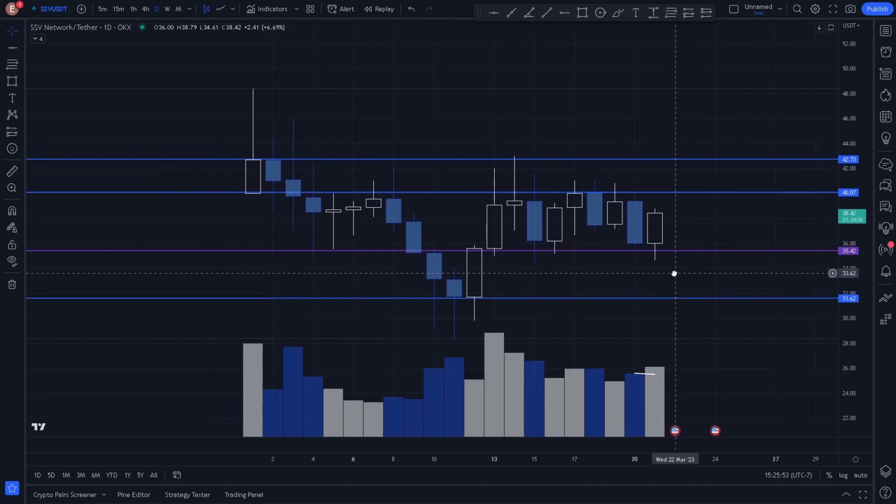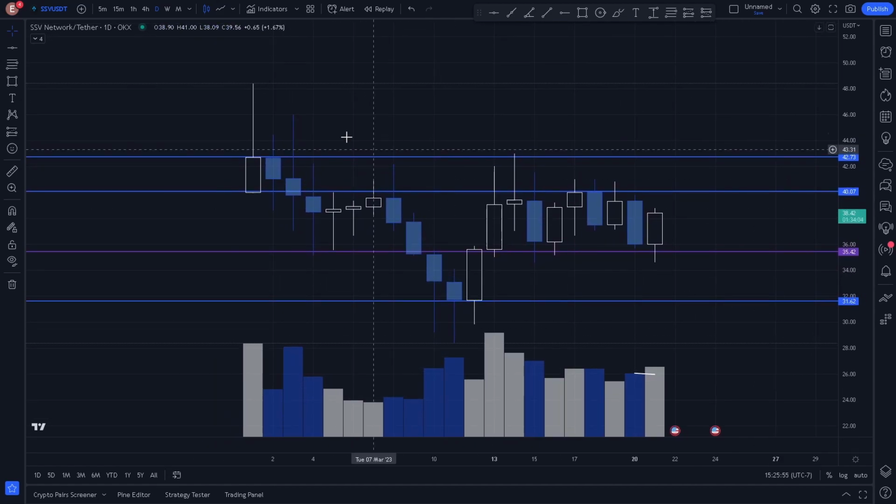So, these are all of the key levels plotted on the monthly, weekly, and daily time frame for SSV network.